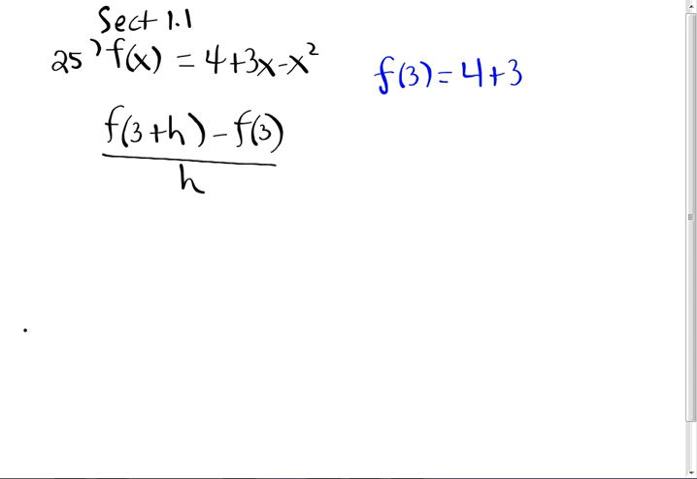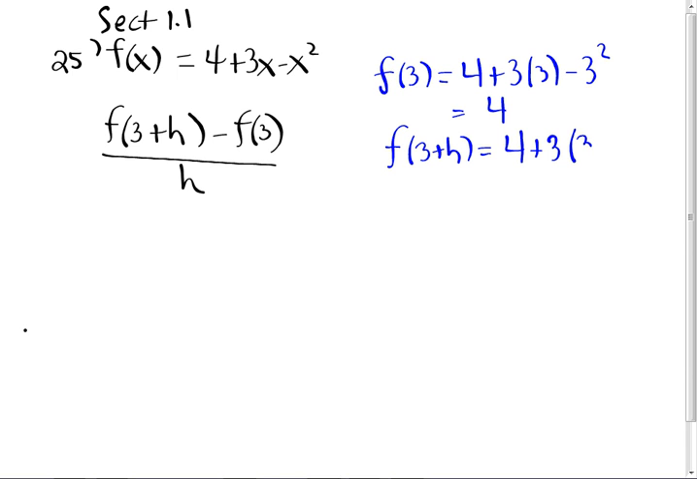Now, you guys should be working on it at your own desk if you haven't done it. Grant? Okay, so 4 plus 9 minus 9 is what? 4. Then what are you going to do when you have to substitute in 3 plus h? It's 4 plus 3 times 3 plus h minus 3 plus h squared.